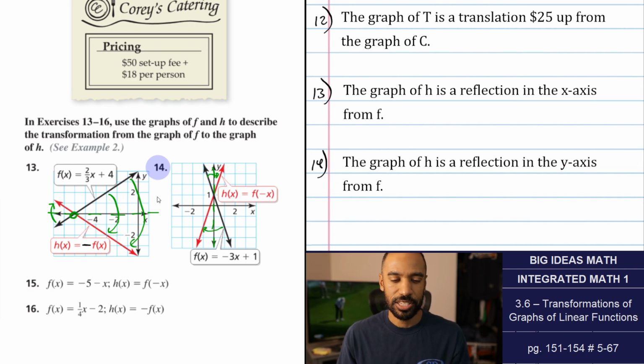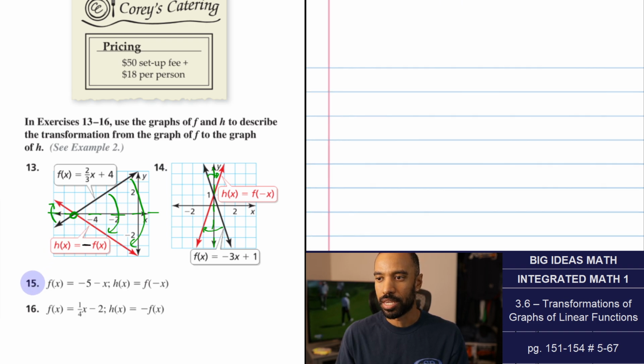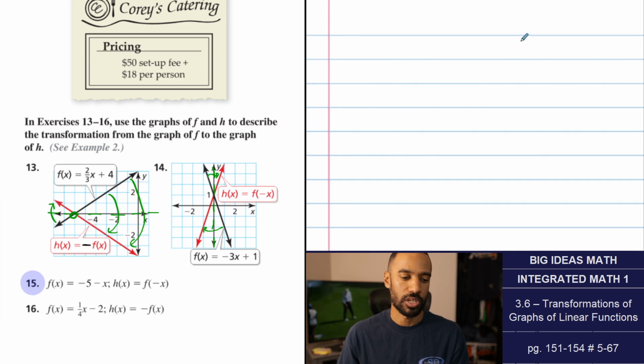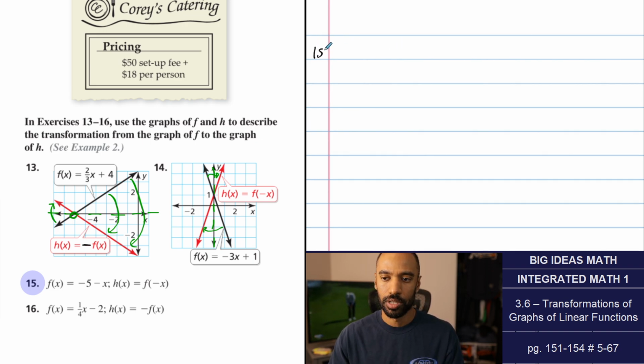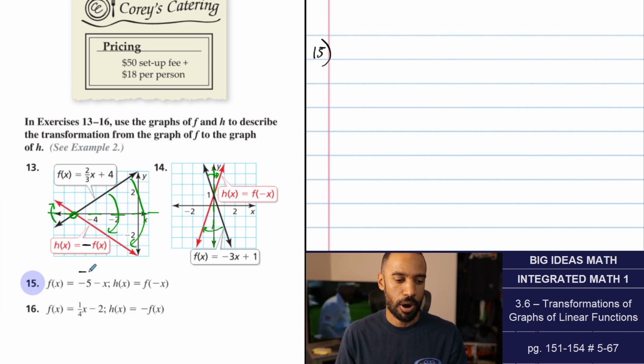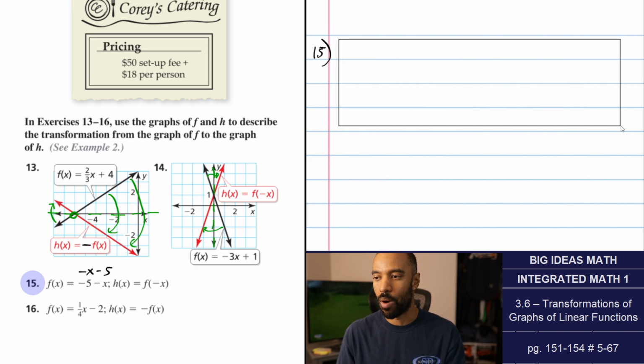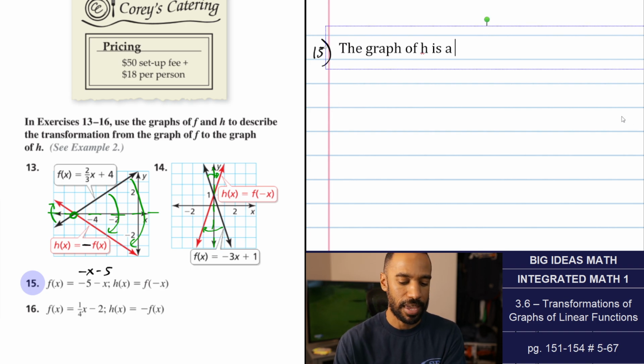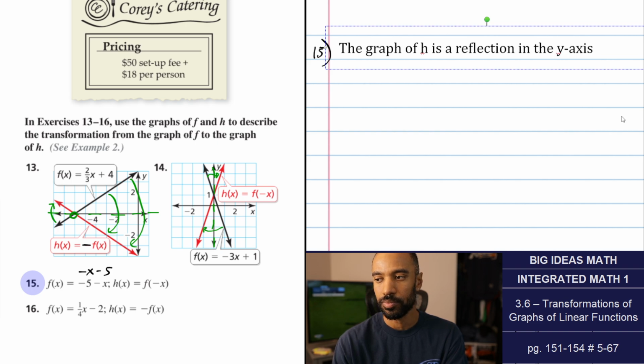Numbers 15 and 16, I will not write the equations here because that has no effect on what it's going to do to our thing. That being said, this is not quite slope-intercept form. I wish it said negative x minus 5. Or not I wish it did, but if I were to rewrite it for myself and graph it, this is what I would do. But f of negative x here, once again, is a horizontal reflection. No matter what that graph was for f, the graph of h is a horizontal reflection, is a reflection in the y-axis from f.